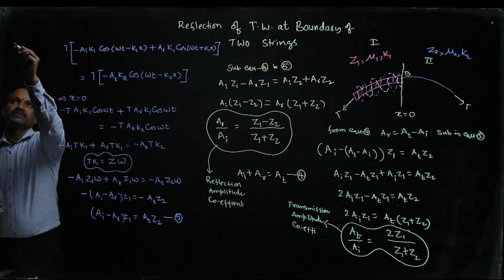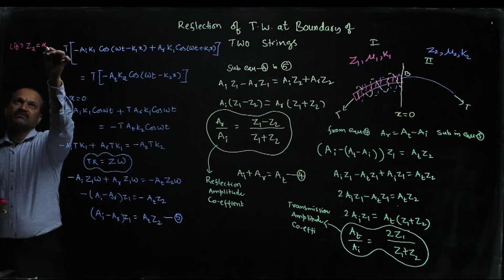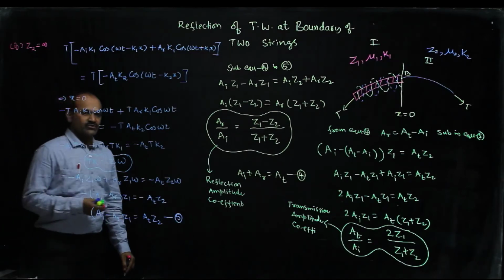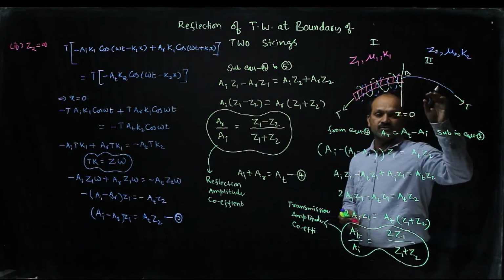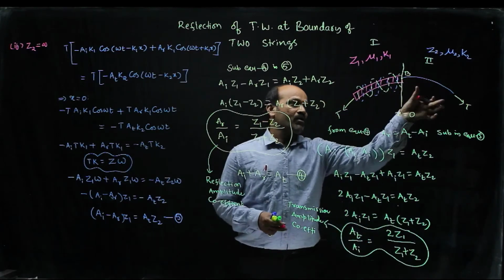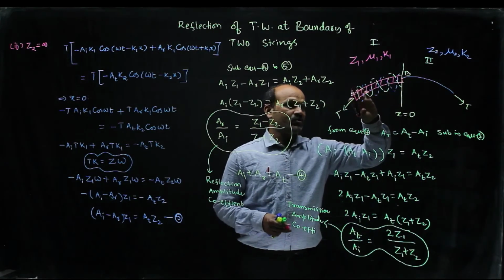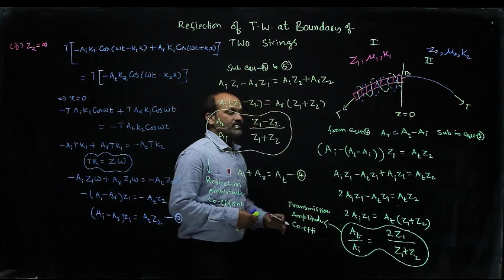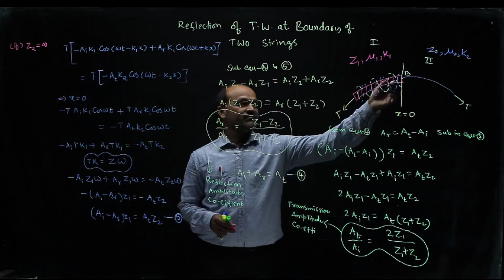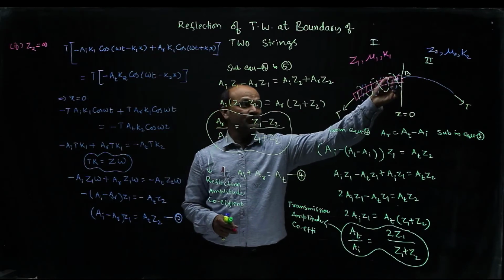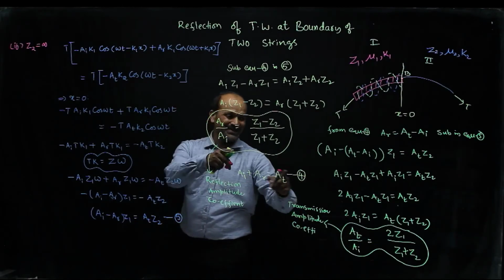If Z2 is infinite, what does that mean? This part at the boundary, string 1, is connected to a rigid support. Impedance is infinite means it is connected to a rigid support. If Z2 is infinite, how will these ratios be?